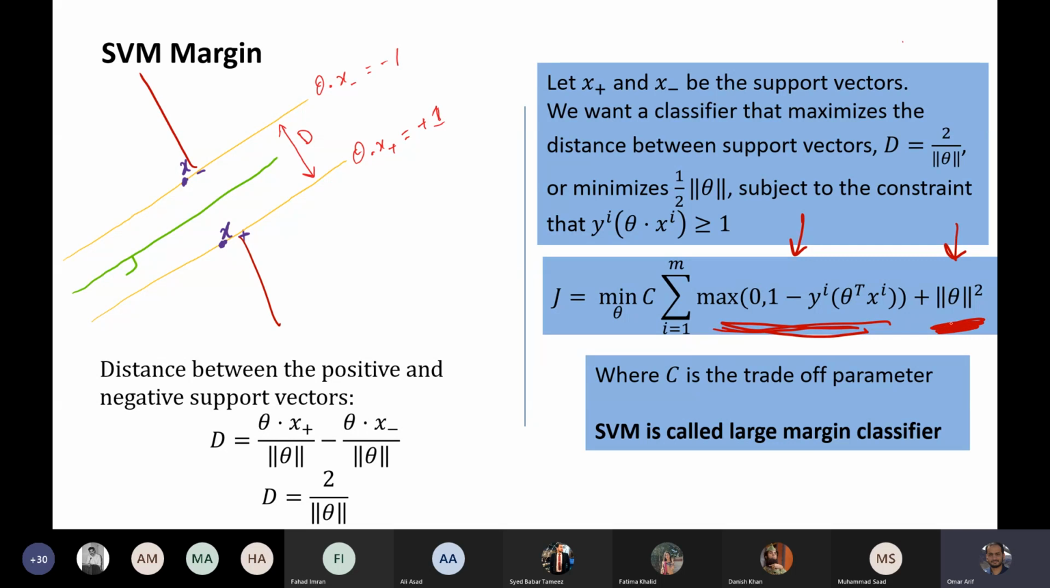So this part is basically giving us the maximum margin. It is basically trying to maximize the margin. So when C is less, you will get a decision boundary which has a maximum margin. And when C has a bigger value, then this part has more weight in the cost function.